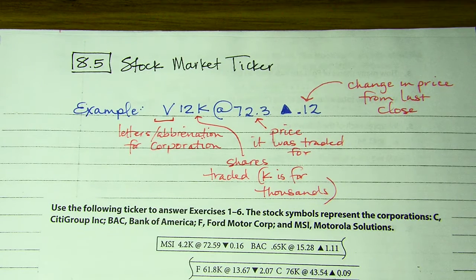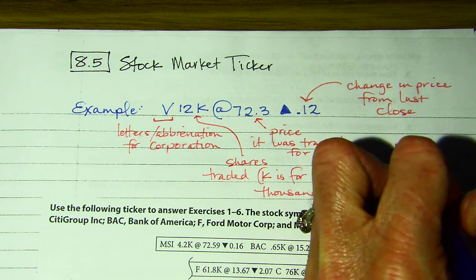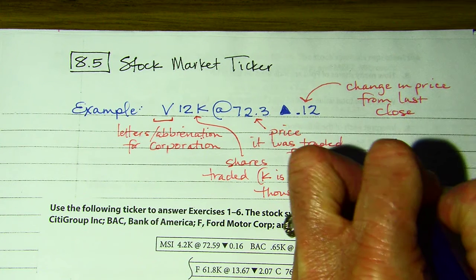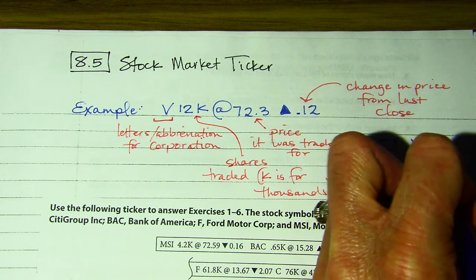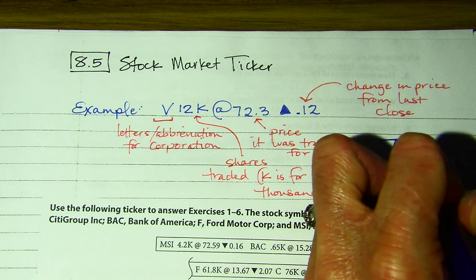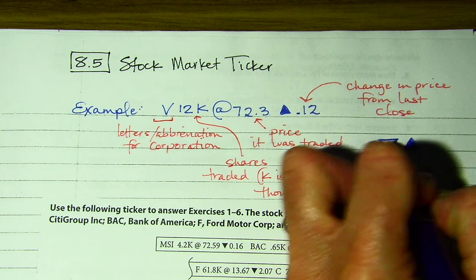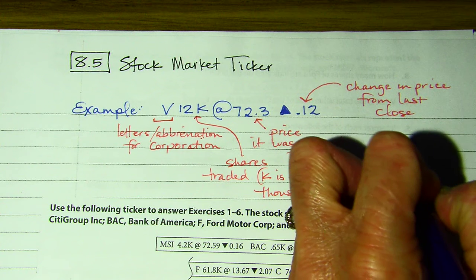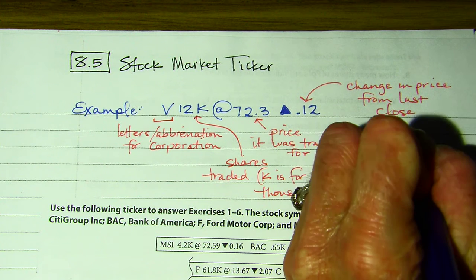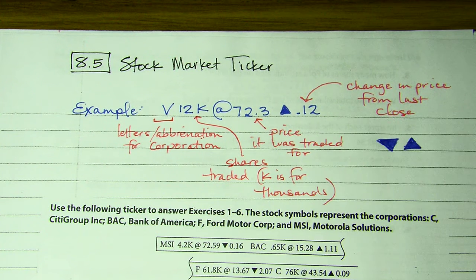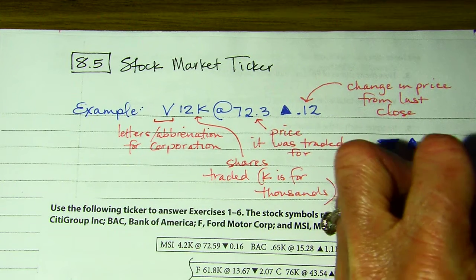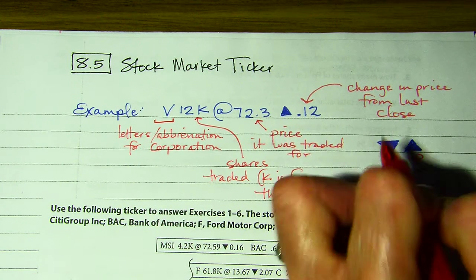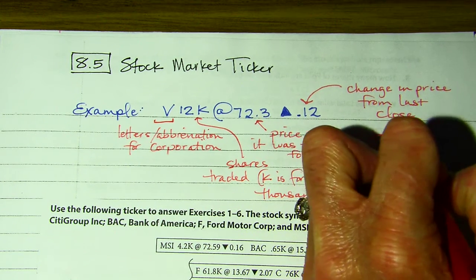Now, notice that is a triangle. So there are two different triangles. A triangle that can be pointing down versus a triangle pointing up. And I'm sorry, my triangles are a little sloppy. So the triangle pointing up is up, and the triangle pointing down is down.